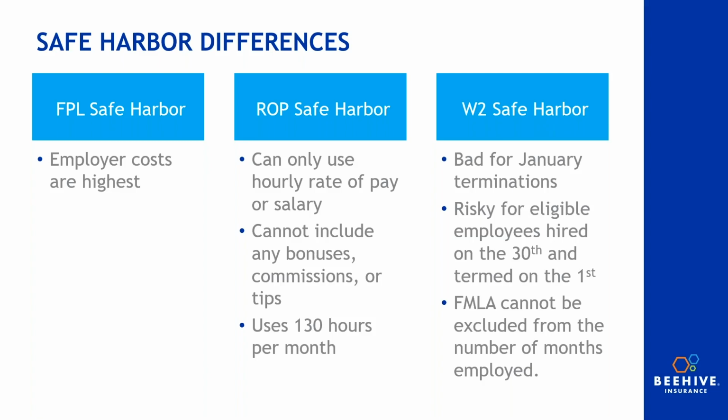If you are using the rate of pay safe harbor, the hard part is that you can only use the hourly rate of pay, the base hourly rate of pay, or salary. You have to use the lowest one. You cannot include any bonuses, commissions, or tips. And if your employee is hourly, you could only use 130 hours per month. Even if your employee is working 170 hours per month or 200 hours per month, you can only use 130 hours per month for your calculation.